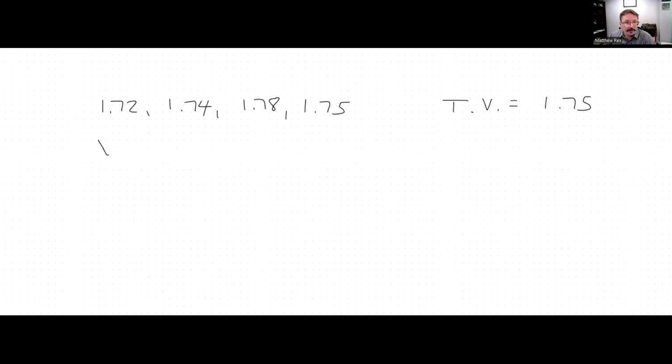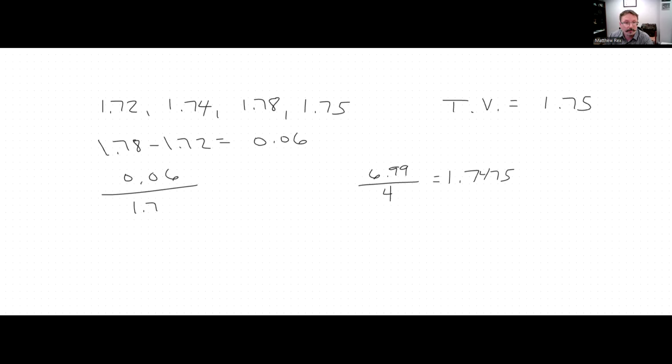Our range here, from 1.78, our largest number, to 1.72, our smallest number, gives us a range of 0.06. If we take our range and divide it by our average value, actually, let's do our average value first. If I take 1.72, add 1.74, add 1.78, and add 1.75, I get 6.99. That's 4 values, so divide by 4, and I will find the average value, 1.7475. So that range of 0.06 over our average value gives us about 3.4%. I believe in class I said if the range was less than 10%, you could consider it precise. And then our average is 1.7475.